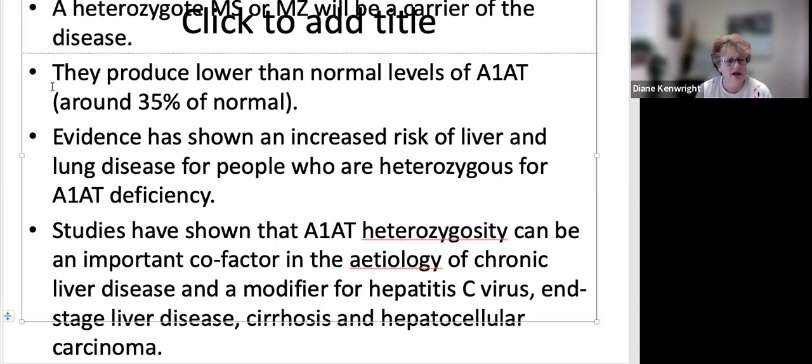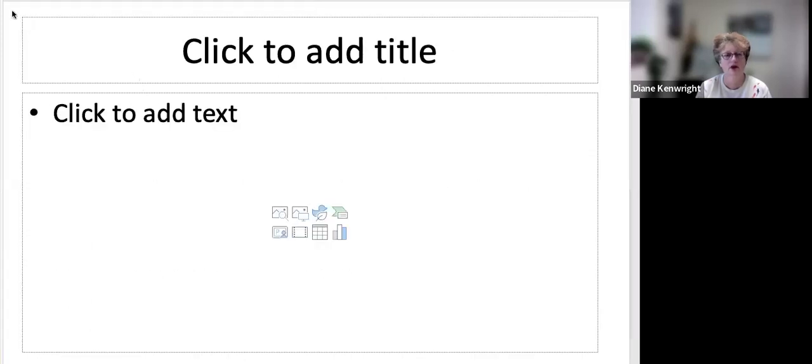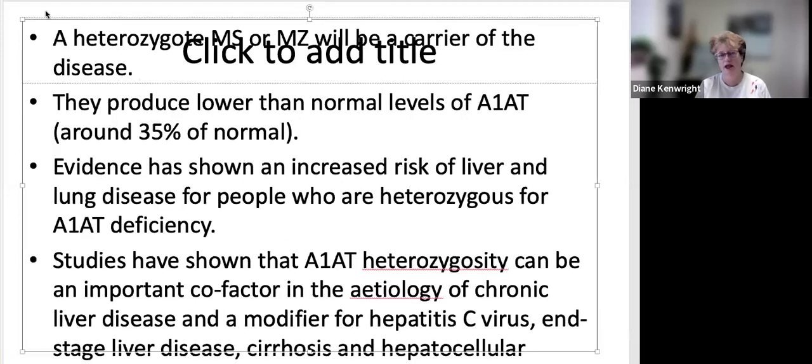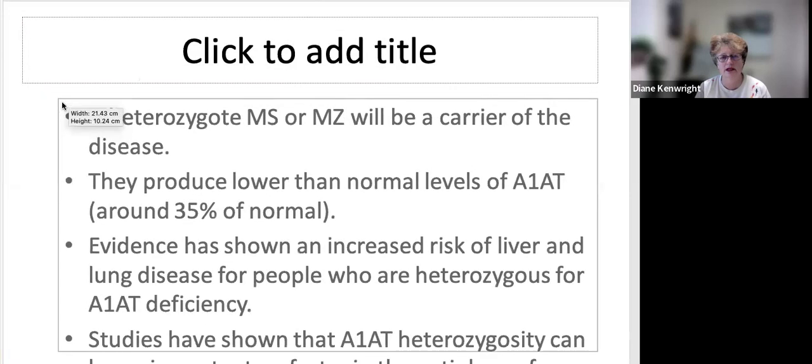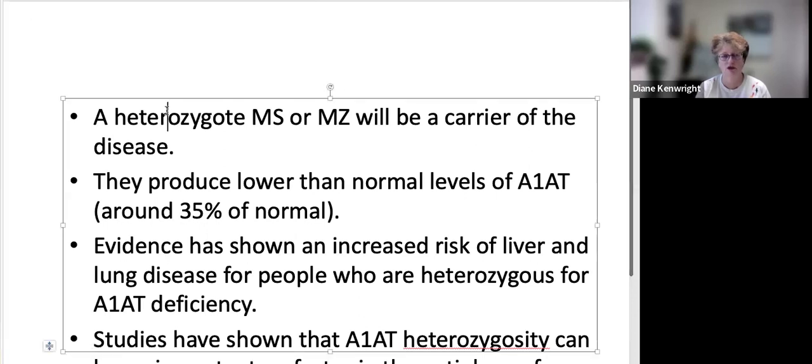So this is a real funny slide here. Let's just get rid of this. No, I've done the wrong thing. Okay. I'm not quite sure how to get rid of that click to add title thing. There we go. That was really annoying. We'll move it back now.